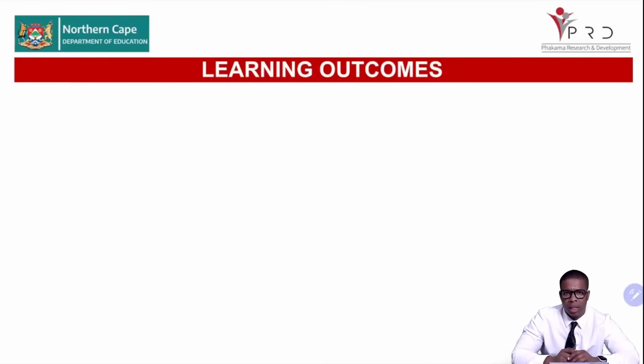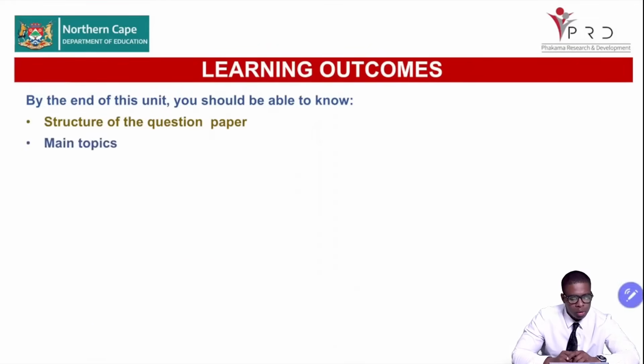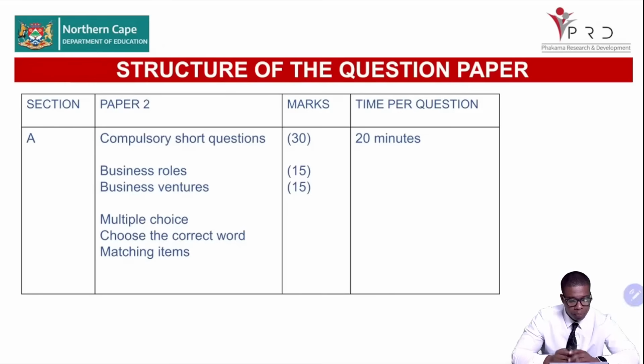What should you understand? By the end of this unit, you should be able to, number 1, know the structure of the paper, to say how is the paper 2 paper structured. You should also know the main topics that are assessed in paper 2 and also know the examination preparation methods, to say how should you go about tackling those questions that you may find in your paper 2 examination. Now, let's start with the structure of the paper.